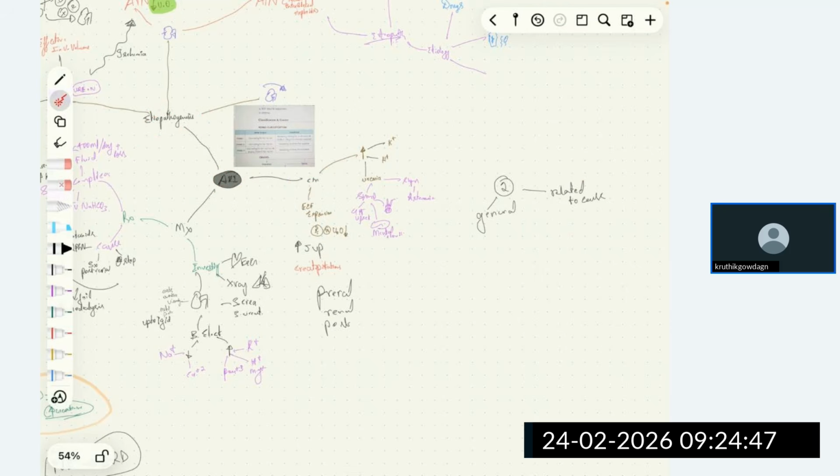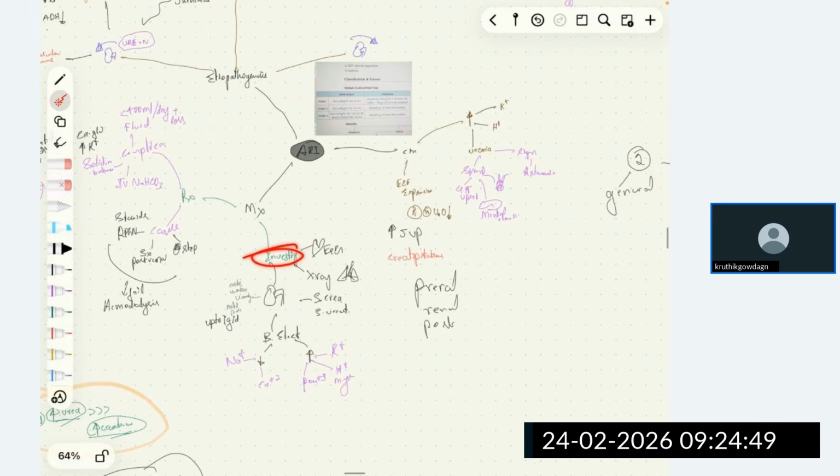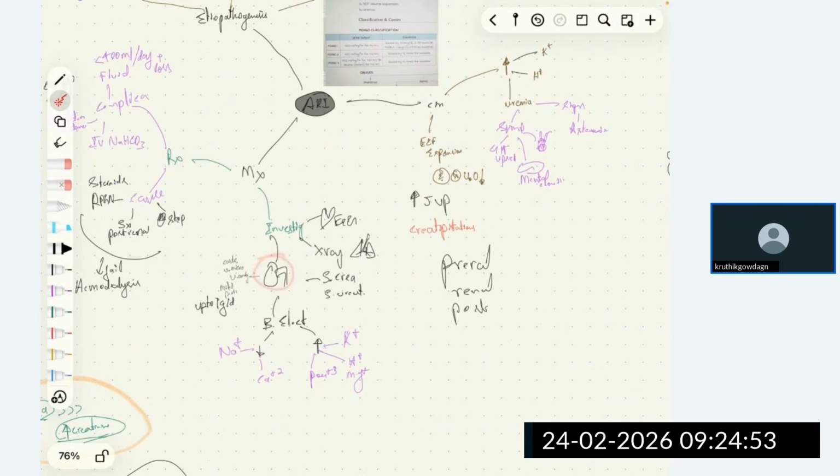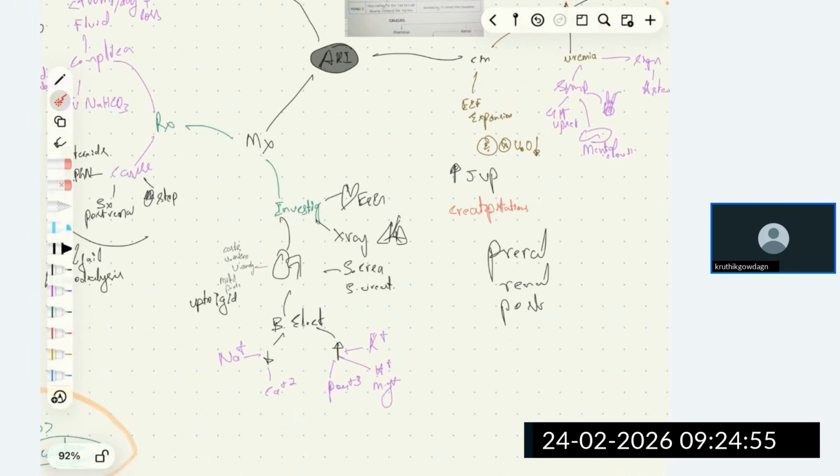Let's proceed on to investigations in acute kidney injury. First, what are the renal investigations that we perform? We usually see serum creatinine and serum urea level, and we'll calculate urine output because it's the defining criteria of AKI.